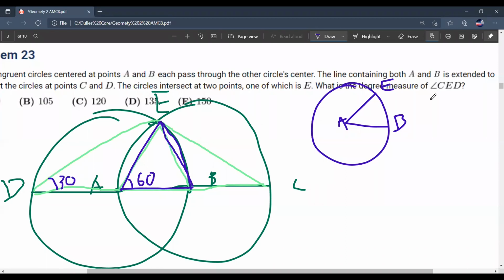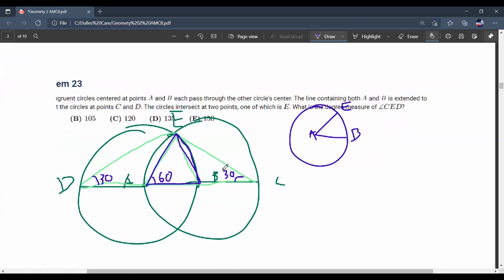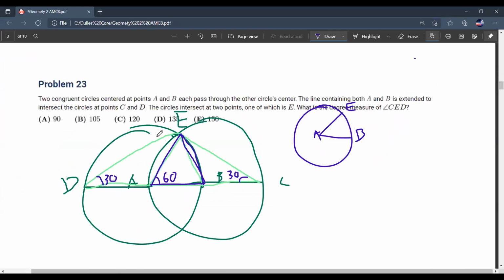So if EDC is 30 degrees, then this is also 30 degrees, since they're congruent circles, so it's reflective. So 30 and 30, that's 60. So then, can anyone tell me what angle CED is?